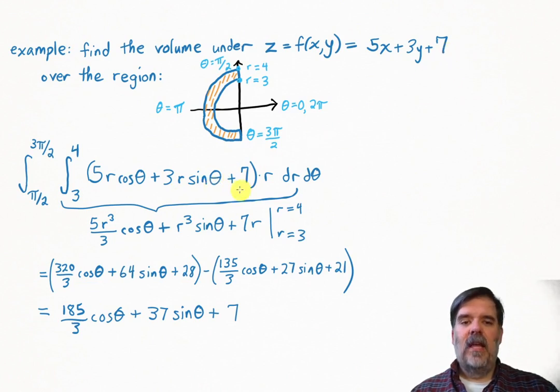7 just comes down. And then dx dy becomes r dr d theta. Right, distribute through the r, and then do your integration. I'll do both those two steps at once. We'll wind up with the antiderivative of 5r cubed over 3 times cosine theta plus r cubed times sine theta plus 7r. We need to evaluate that from r equals 4 to r equals 3. And so plugging in some numbers, we'll get all sorts of fun-looking fractions until we're left with 185 over 3 cosine theta plus 37 sine theta plus 7.